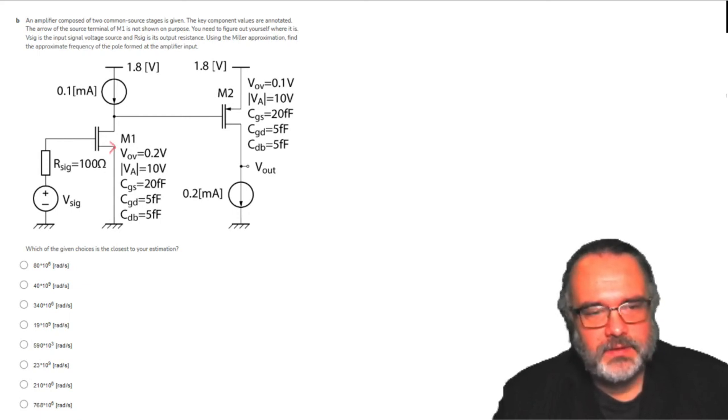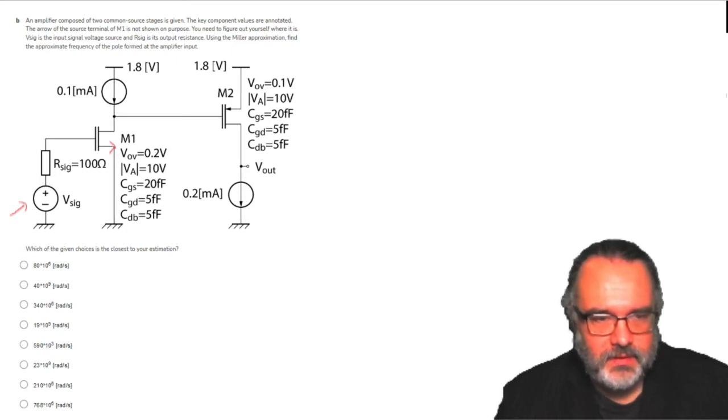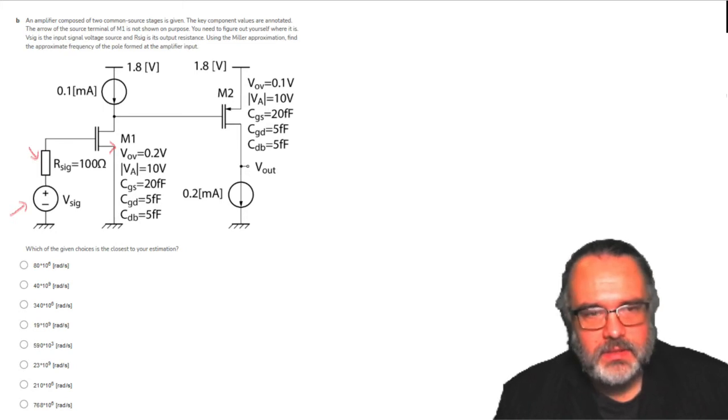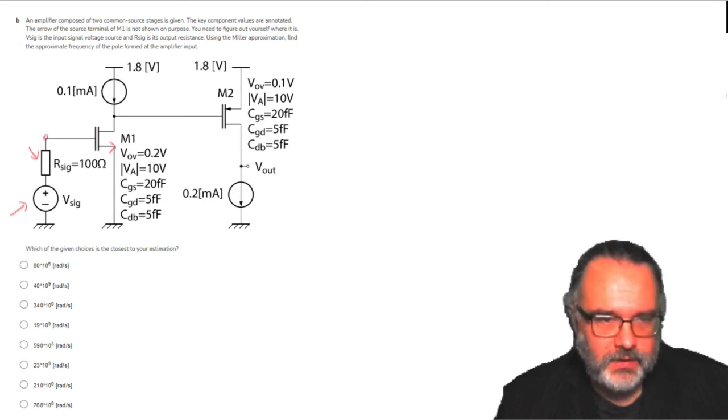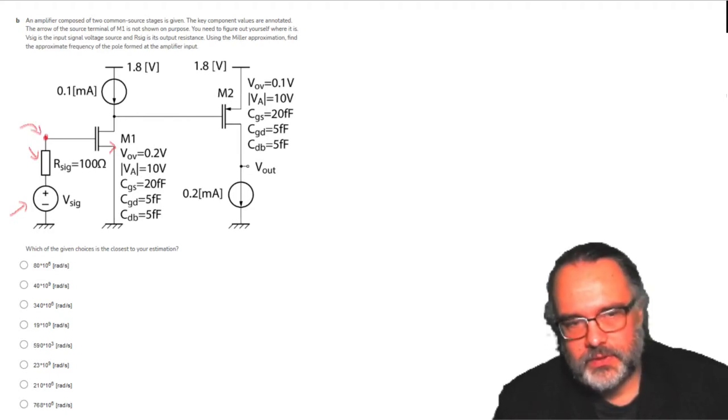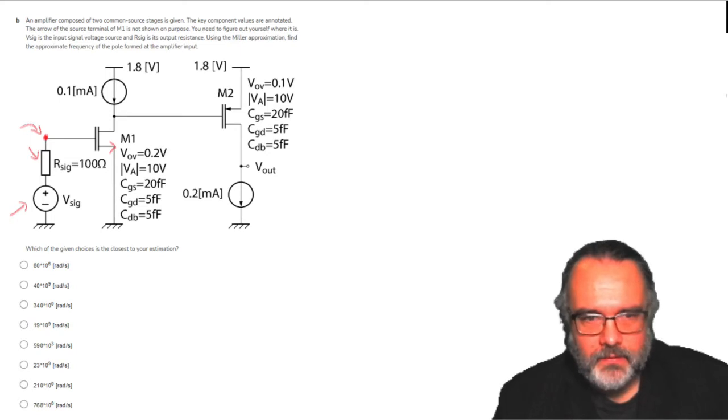Vsig, so this is the signal voltage, is the input signal voltage source, and Rsig, so this one, is the output resistance. Using the Miller approximation, find the approximate frequency of the pole formed at the amplifier input. So we want to understand what is the pole associated with this node. An important thing which is said here is using Miller approximation.